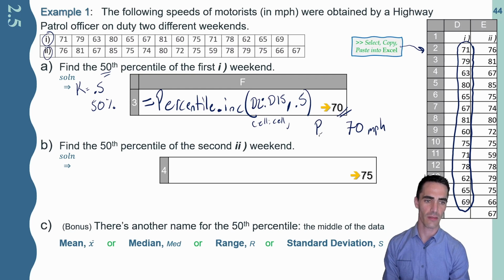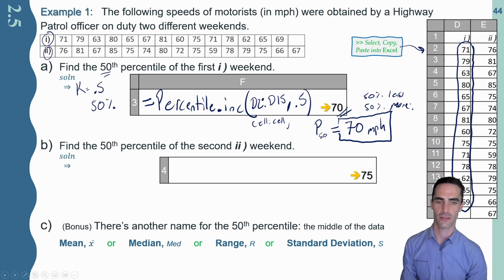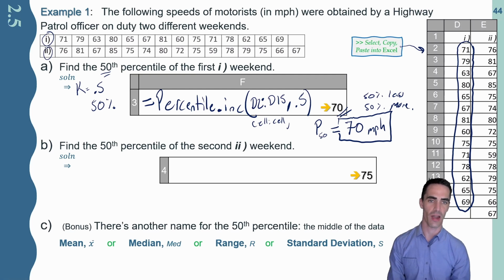I can write P sub 50 is equal to, this is the 50th percentile. That represents that I have 50% of values that are less than that, people going slower, but I also have 50% of values that are more than that, going literally faster than that 70 miles per hour. So that was our first weekend. That's kind of the middle, right? The line in the sand.